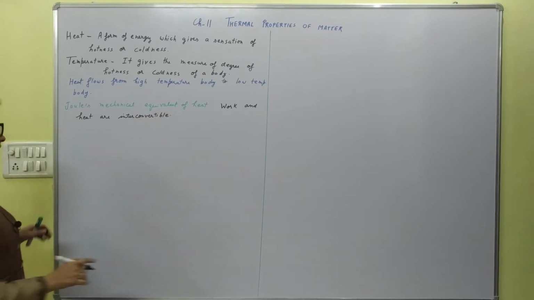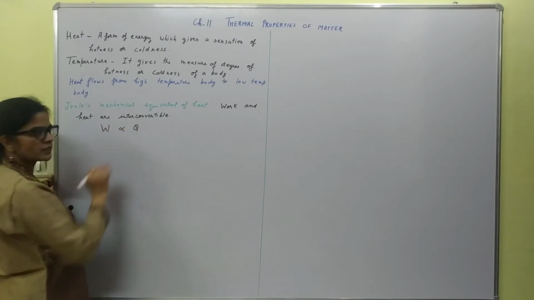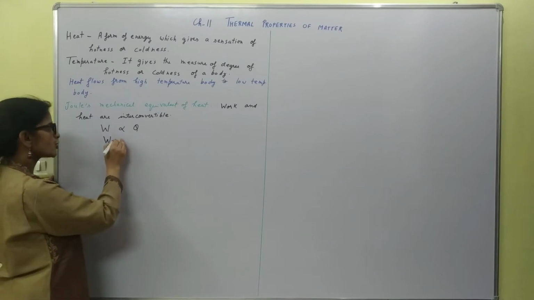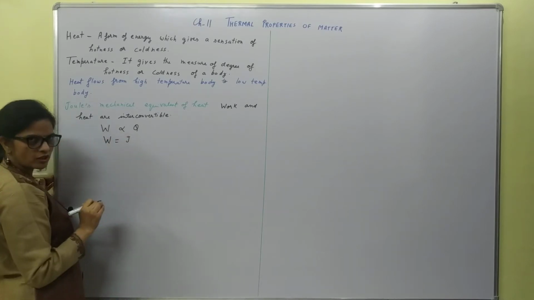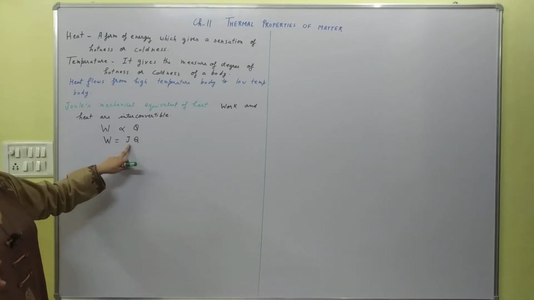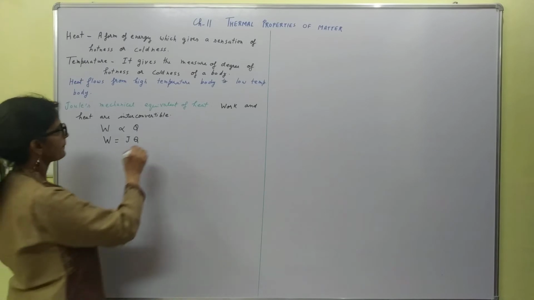right? So we can say that work is directly proportional to the heat. In other words, if we remove the proportionality sign, we can place a constant of proportionality. This J, which is the constant of proportionality, is called Joule's mechanical equivalent of heat.